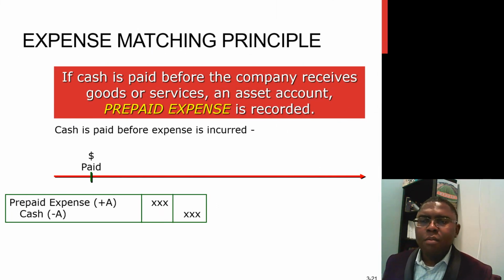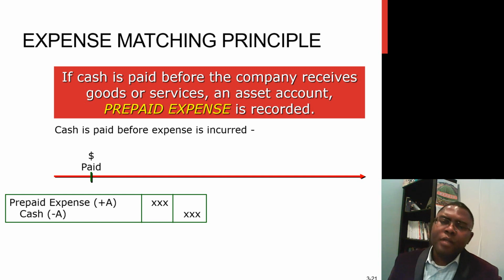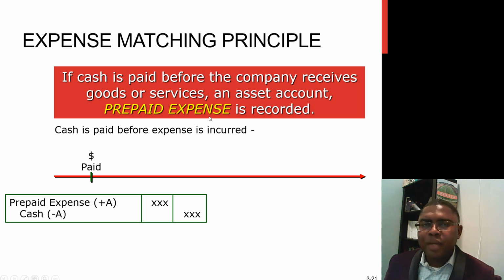So let's look at some broad examples. This first example is the case in which cash is paid before the company receives goods or services. If cash is paid before the company receives goods or services, we will simply call that a prepaid expense. Prepaid expenses are assets. It becomes an asset to the company because the company expects benefit in the future.